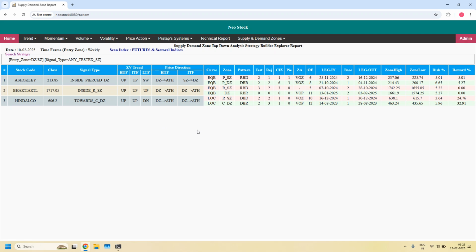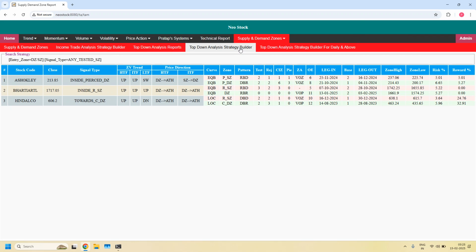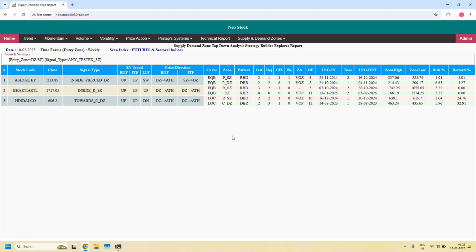Next one is very important, identifying the newly created zones. Actually, this report is not exactly displaying newly created zones. It will display the stocks having newly created zones, mostly. Because sometimes LOTL zones will be created inside. At that time, the zone which is nearest to the current price will be displayed by our report. So the newly created zone may not be displayed in the report. But most of the time, in 90% of scenarios, newly created zones will be displayed on the screen.